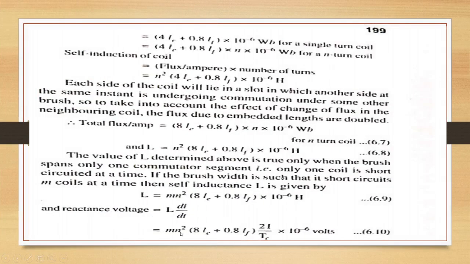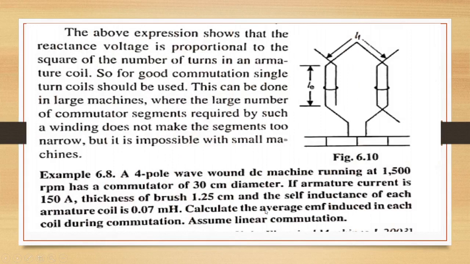Reactance voltage is directly proportional to square of number of turns in an armature coil. N square is there here. So for good commutation, single turn coil should be used, and this can be done in large machines where the large number of commutator segments required by such a winding does not make the segments too narrow, but it is not possible with small machines. Let us see the numerical.